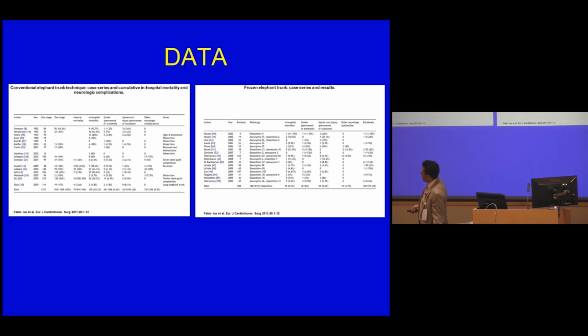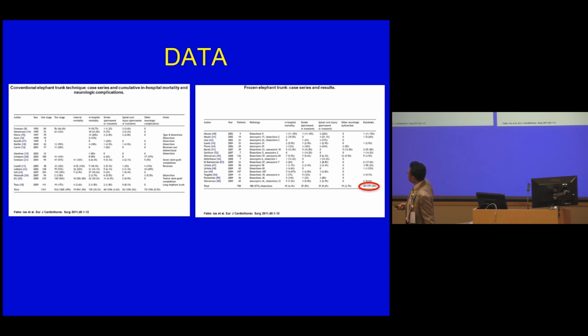This is more data comparing the old elephant trunk technique to the frozen elephant trunk technique. Basically, as you can see, the mortality is less with the frozen elephant trunk technique than the open repair or two-stage technique. However, there is a higher risk of spinal cord ischemia with the frozen elephant trunk technique. I think this has to do with the size of the endostent that you're putting in the descending thoracic aorta, and also the fact that these are dissections. As you imagine, you shear the intercostal vessels with a dissection, so they're higher risk for paraplegia.